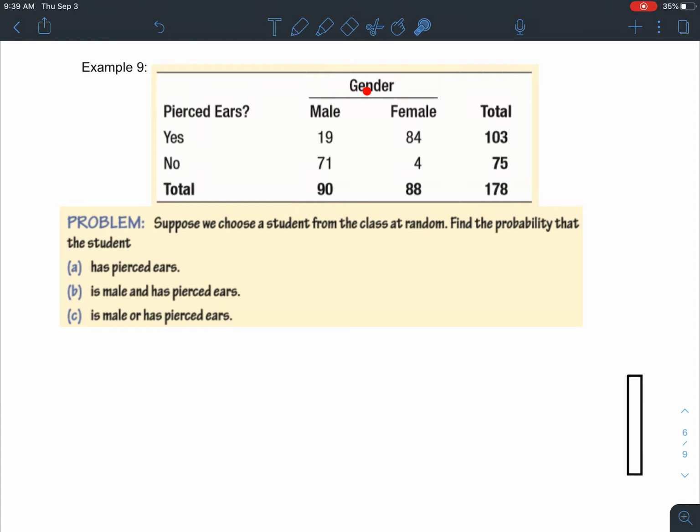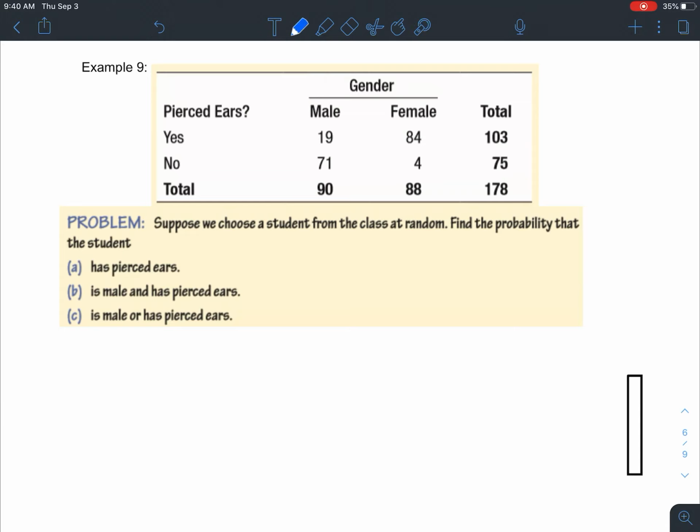Okay. All right, let's look at example 9. Here you're given information in what's called a two-way table, because we're given some variables across the top that represent the gender, male or female, and then we're given some variables across the left side here, which represents whether those individuals have their ears pierced or not.